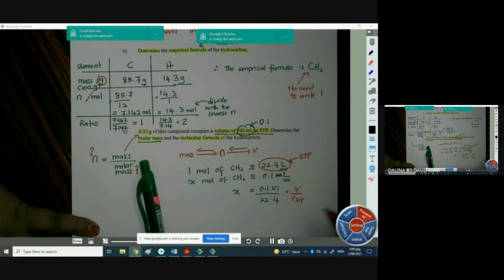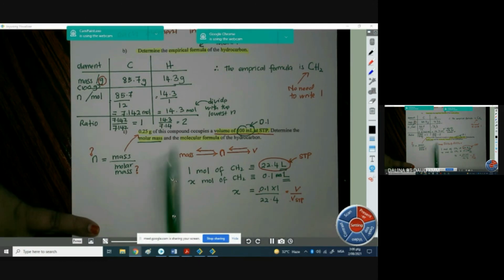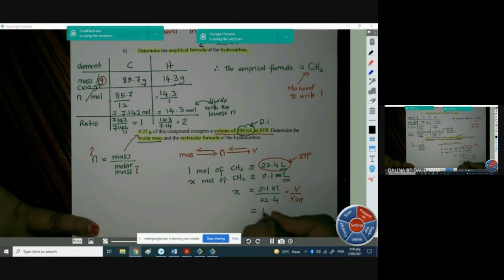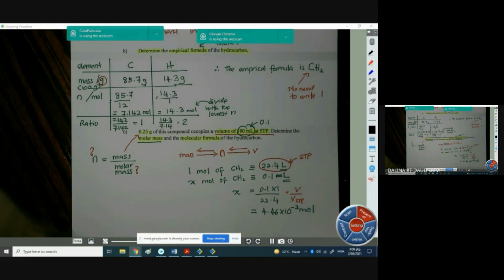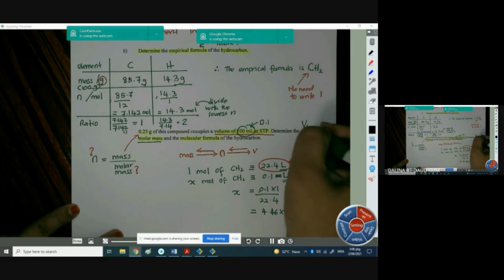So kalau volume, we have 0.1. Volume at STP 22.4. So it will equal to 4.46 times 10 power of negative 3 mole. So kita dah dapat mole. Okay, sampai kat sini. Ada apa-apa nak tanya? Volume at STP theoretical 22.4 liter. Volume at room temperature equal to?